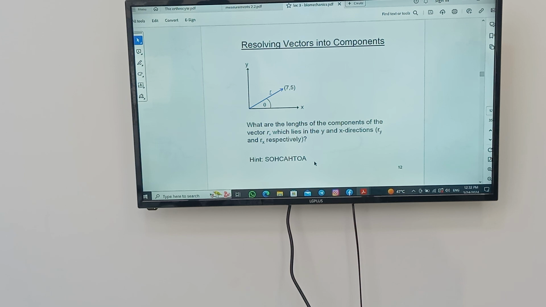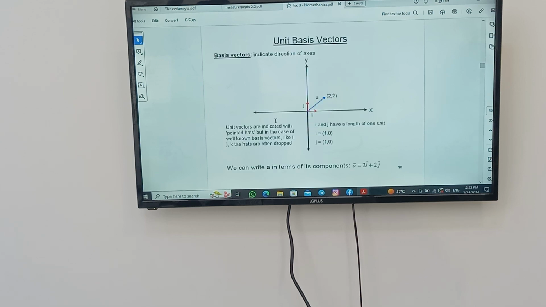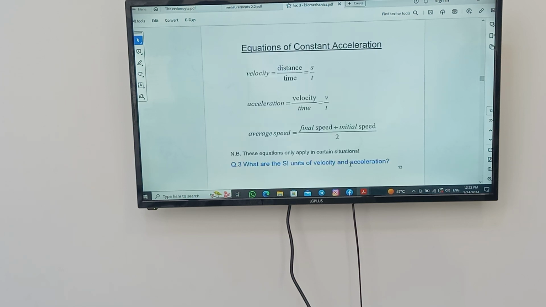Resolving vectors in components. What are the lengths of the components of the vector r, which lies in the y and x directions? Okay? As we said before, i and j each have units of 1, and we're going to use this law and take out the value of i and j.